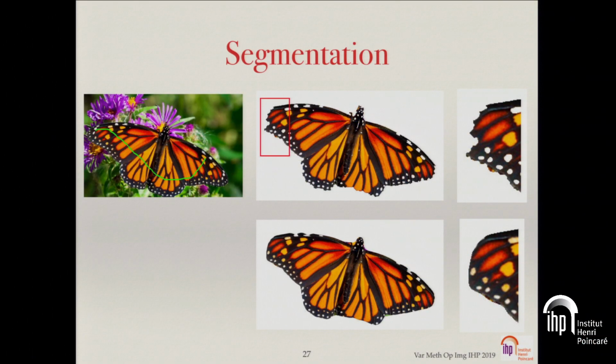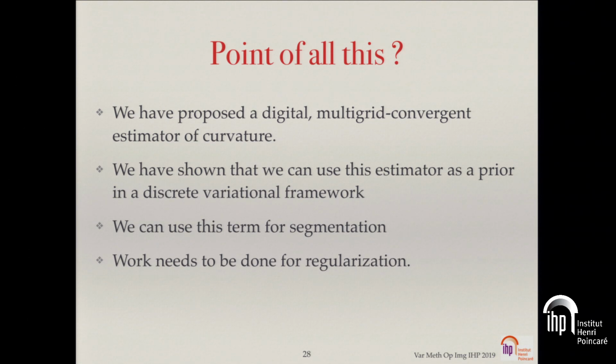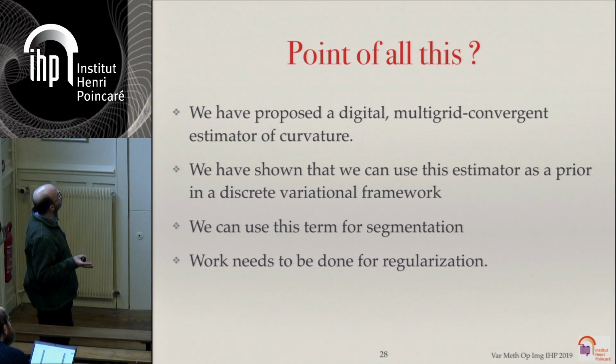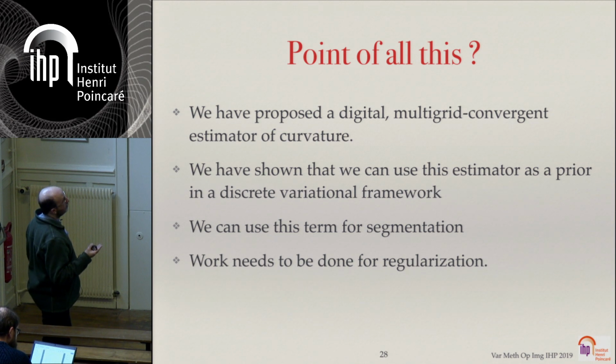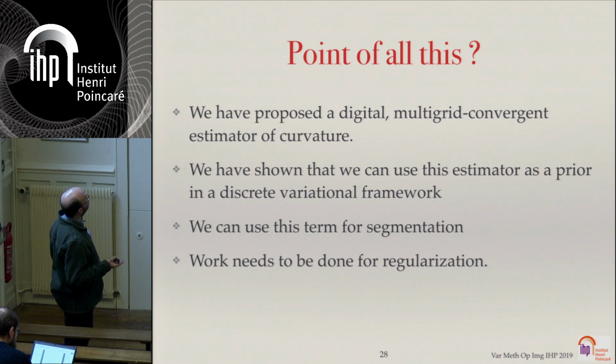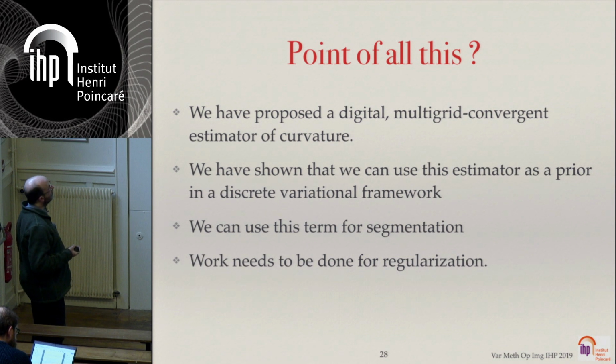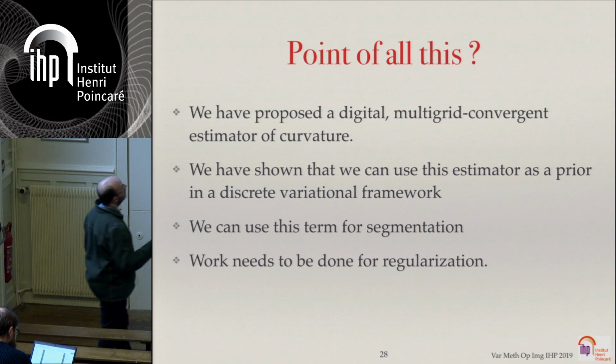All right, so with all this, what's the point of all this? Of course, I have to be honest, if you want to use a problem that involves Elastica today, that's not necessarily the best method that I would recommend. Nonetheless, we have proposed a digital multigrid convergent estimator of curvature. Not only is it multigrid convergent, so it has reasonable properties, but we can also use it as an estimator in a prior, in a discrete variational framework. And we can use this term for segmentation.